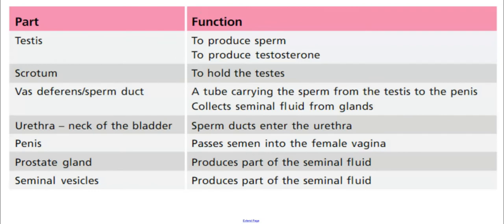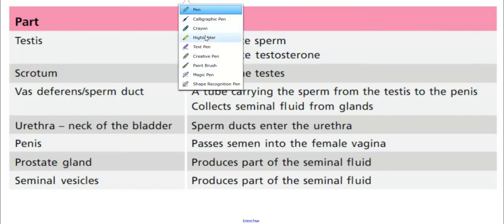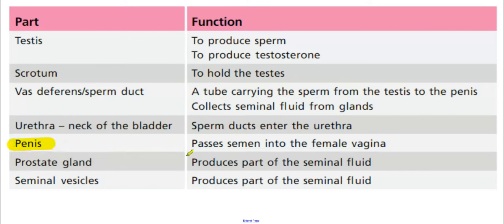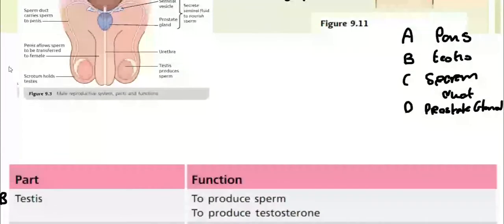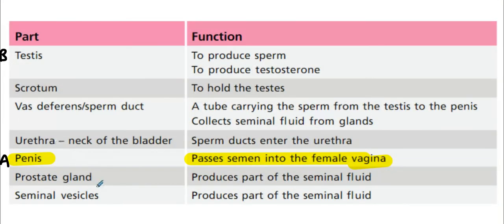Next thing I need to do is give the function of each one. We have a penis here. That's the answer to part A. It passes semen into the female vagina. That's the function of the penis. B was the testes, which are used to produce sperm and produce testosterone.